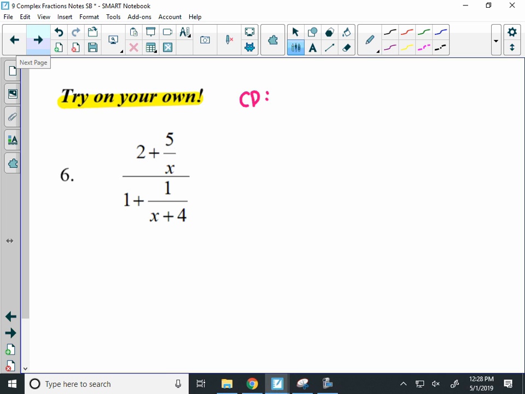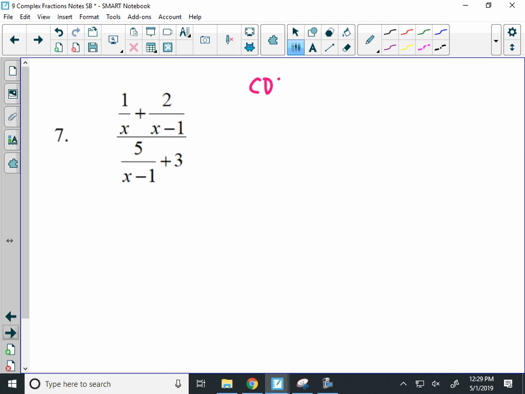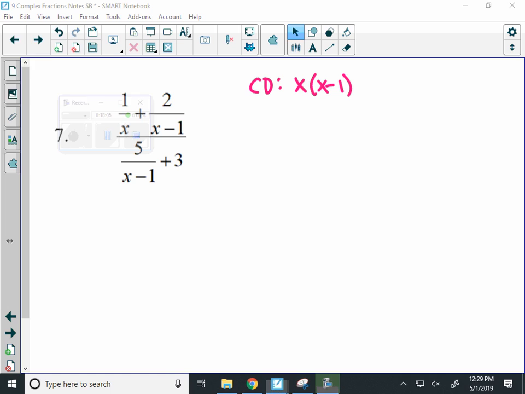Okay. So in number 6, what do you think the common denominator has to be? X, right? We get an x from here, and then x plus 4. Yep, so that's what you're going to multiply everything by. X times x plus 4. All right, did we do that okay? So if we do number 7, what do you think the common denominator has to be here? X. Yes, an x minus 1. I get an x here and an x minus 1 from there. All right, does that make sense? So go ahead and try those two. The answers are on the bottom.